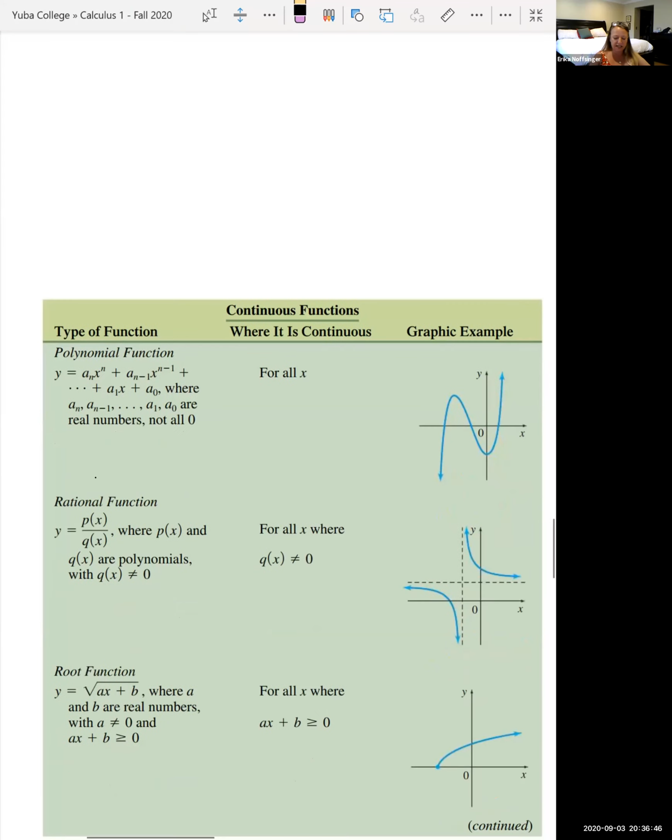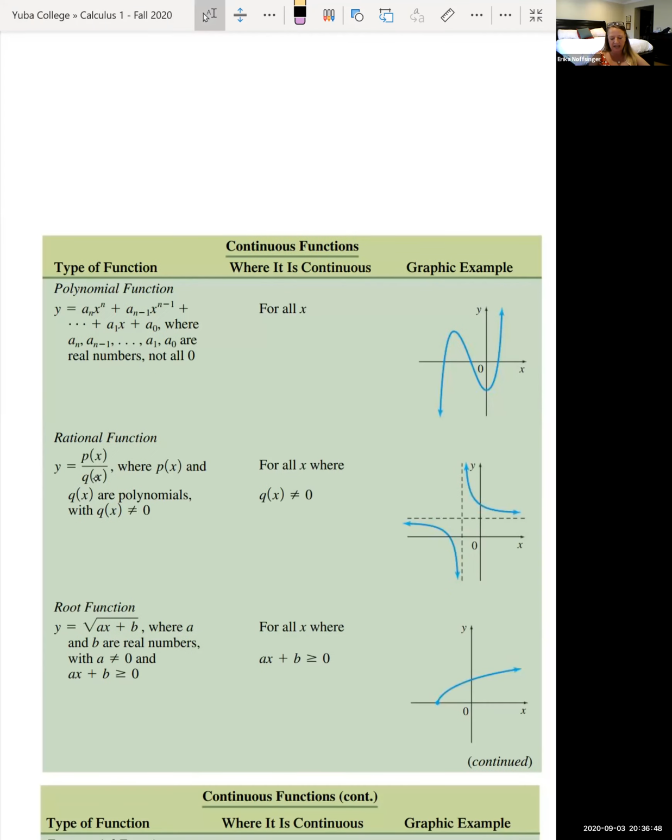Rational functions, that's where we have, in this case, a numerator and a denominator that are both different polynomials. This is going to be continuous anywhere except when q of x is equal to 0. The polynomial in our denominator can't be 0.